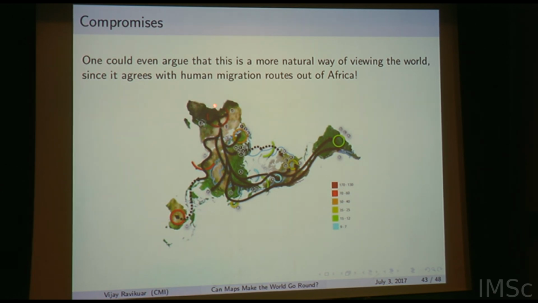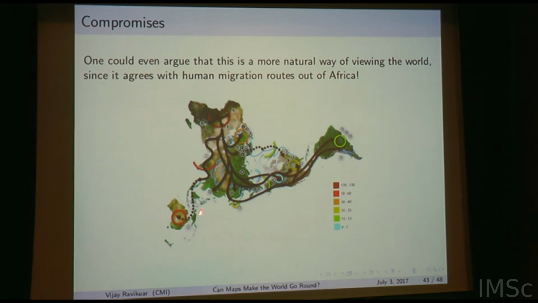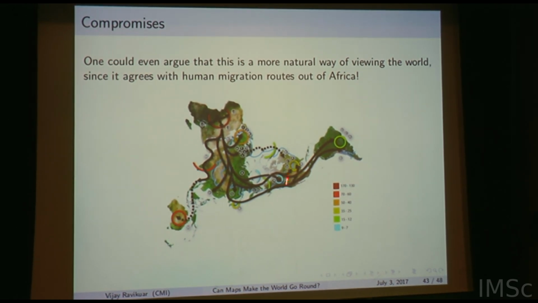Here's Africa here, and in the last 10 years or so, DNA studies have reconstructed phylogenetic trees and shown the actual path that human beings took out of Africa to various parts of the world. And you can see how they traversed this single contiguous landmass that we see in the Dymaxion map of Buckminster Fuller.